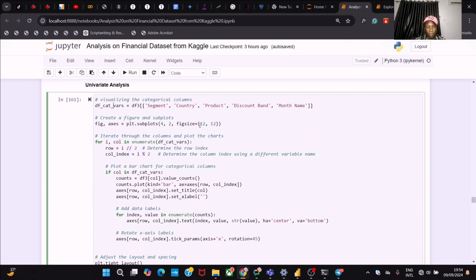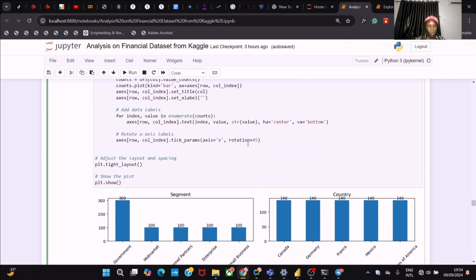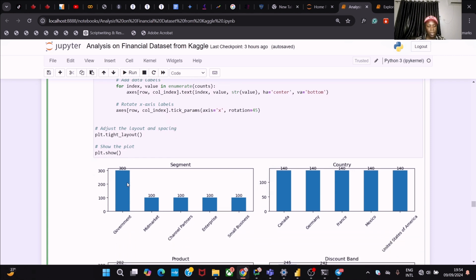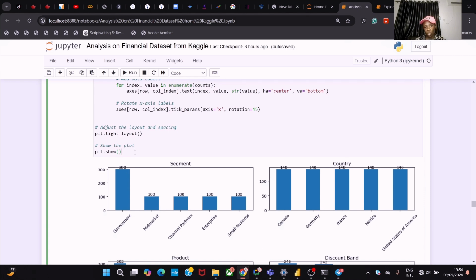The figure size is simply the size we want the diagrams to have, which I've explained earlier. I used a for loop here to iterate through the columns to plot their charts. The next thing I did was add data labels. Then I adjusted the layout spacing, which is like adjusting the padding. And this is the plt.show, which I told you we use to show our diagram.